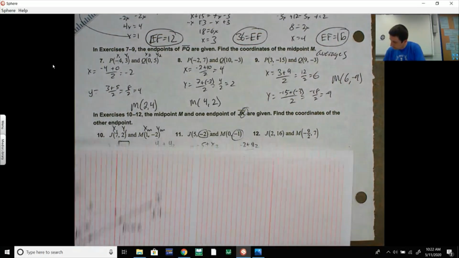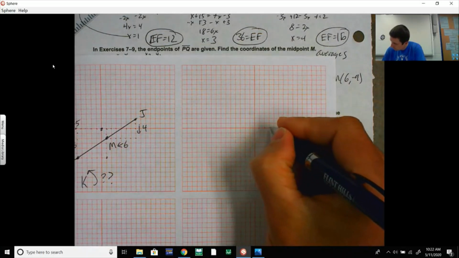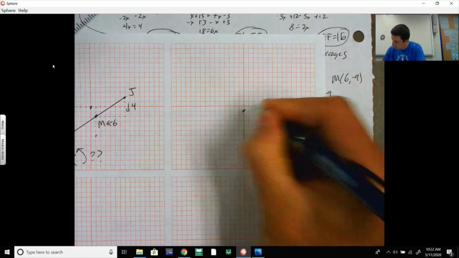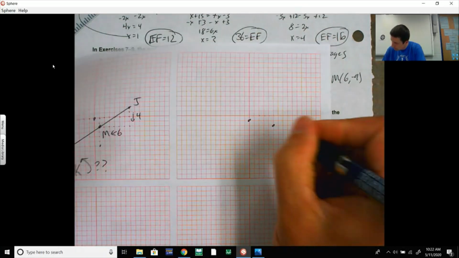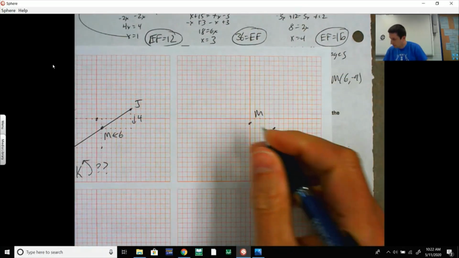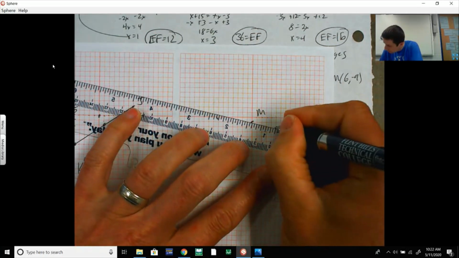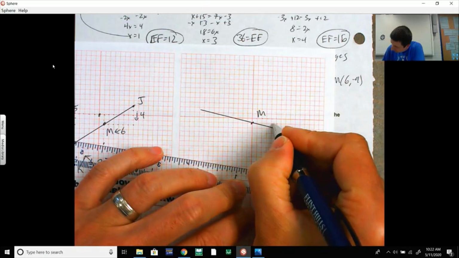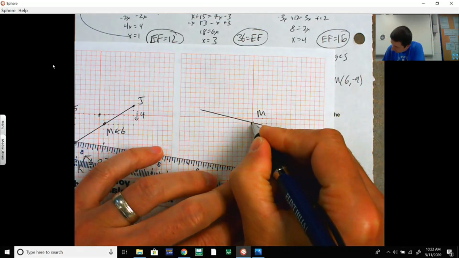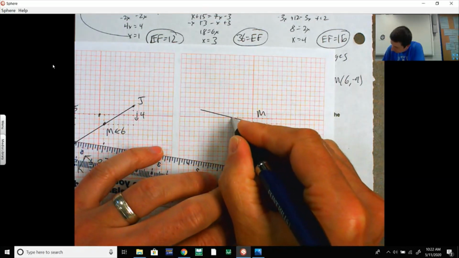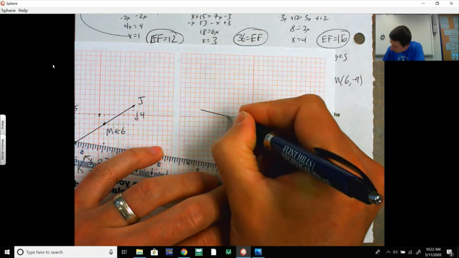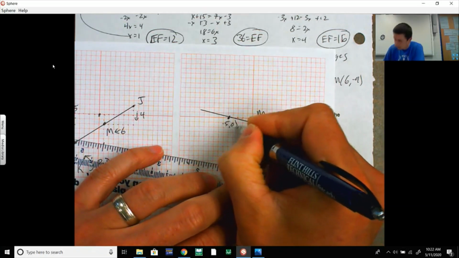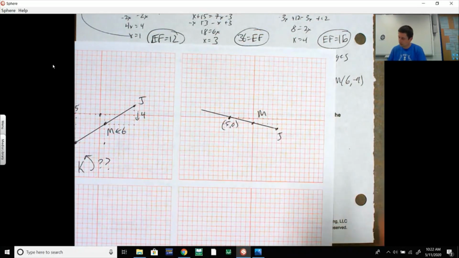If I check that, J is at 5, negative 2, and M is at 0, negative 1. So there's your J, there's your M. We're going this direction. It looks like it's up 1, 1, 2, 3, 4, 5. Up 1, 1, 2, 3, 4, 5. Probably not drawn very well. It should be right there. That is negative 5, 0. That's where it's at.